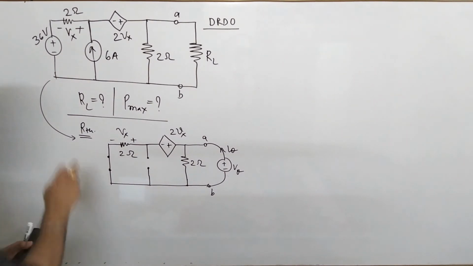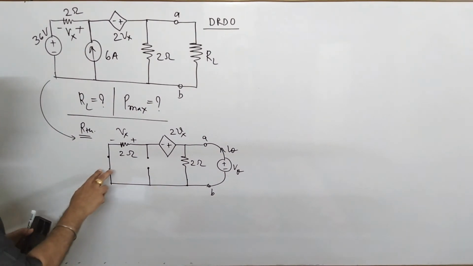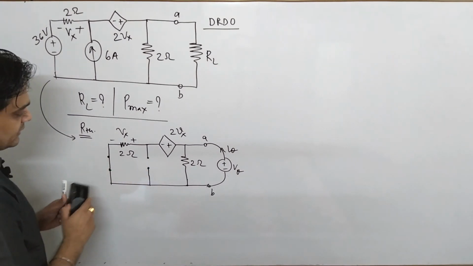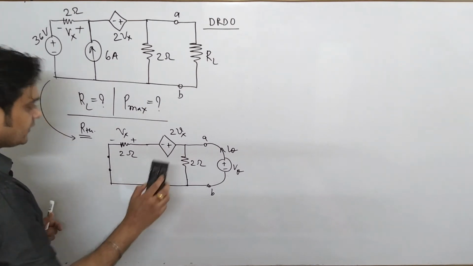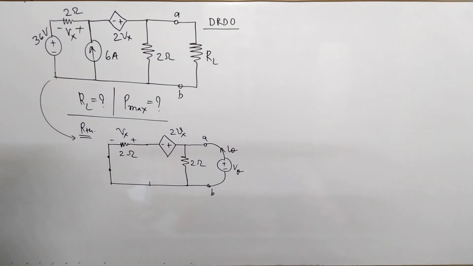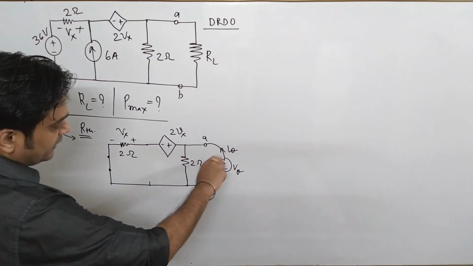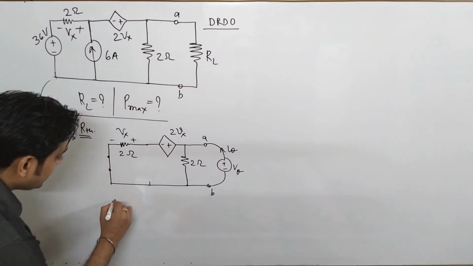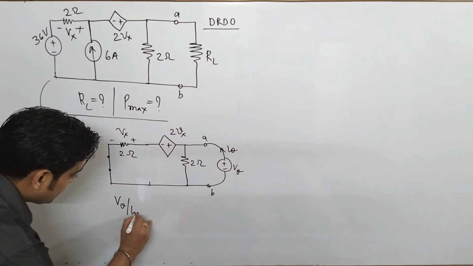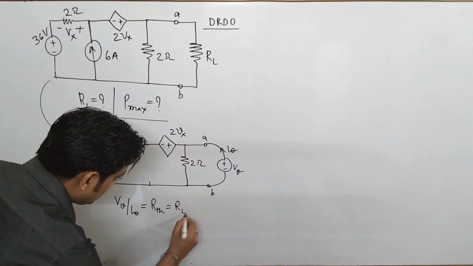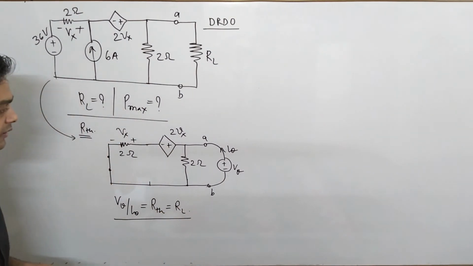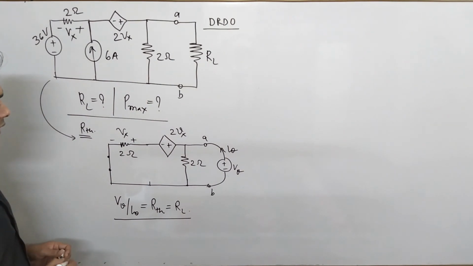So friends, I have redrawn this network. This is short circuited, this is open circuited. I will remove this, just for your understanding I have made it here. This is basically open circuited. This is 2Vx, 2 ohm, and again I have introduced V theta and I theta, and V theta by I theta is your RTH, and that is equal to RL for maximum power transfer. So now we have to find the value of RTH.